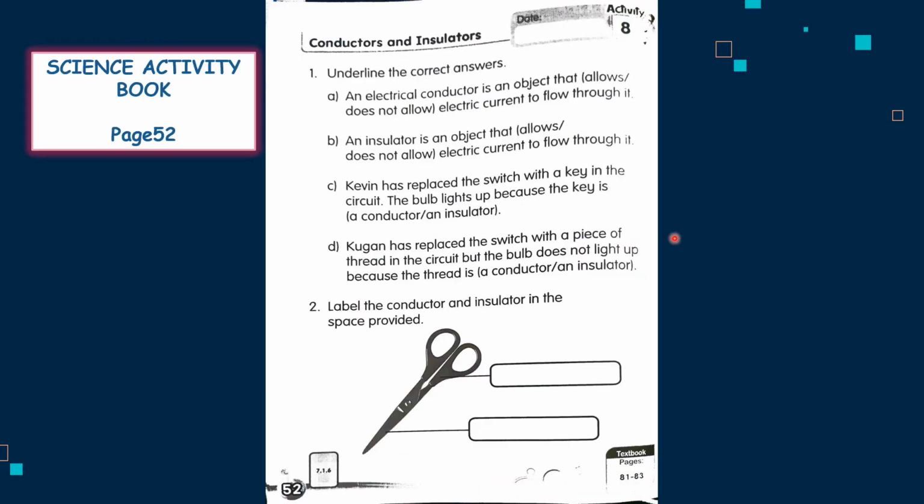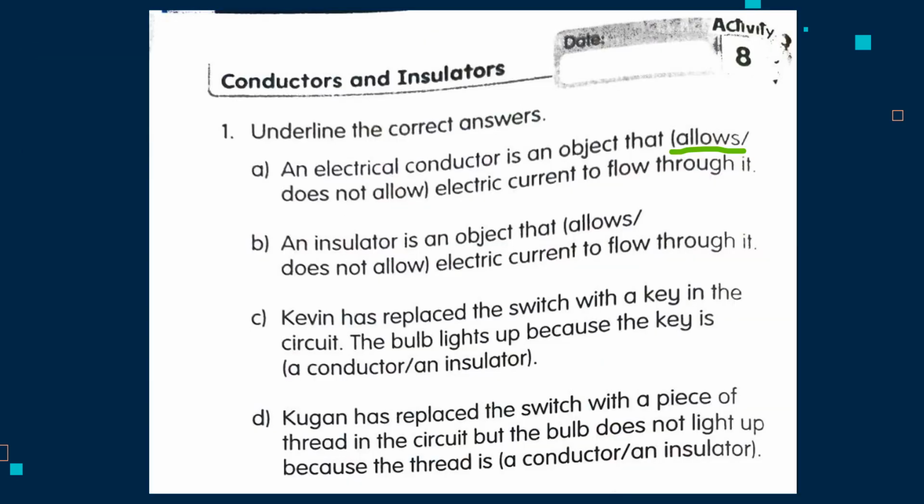So next page, conductors and insulators. Number 1, underline the correct answers. Awak kena gariskan jawapan yang betul. Okay, let's look closer at number 1. A, an electric conductor is an object that, I already gave you the answers here, that allows electric current to flow through it.